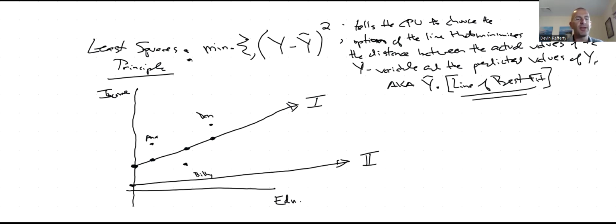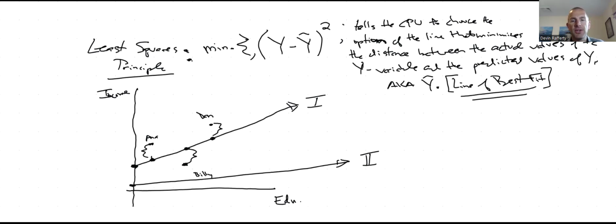Okay, so let's see how that works. Well, here we have an actual value of Anna and we have a predicted value of Anna. Here we have an actual value of income for Dan and we have a predicted value for Dan. And then we have an actual value of income for Billy, right? He actually has this amount of money. And we have a predicted value, okay? Now, that's for line 1.